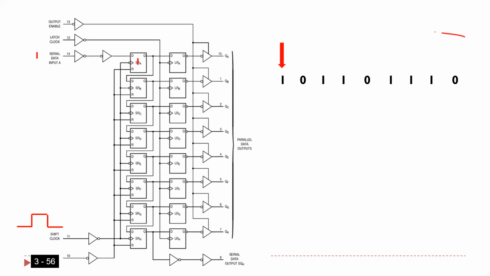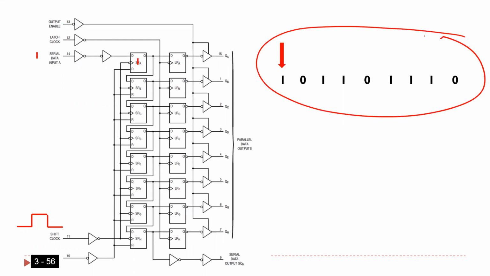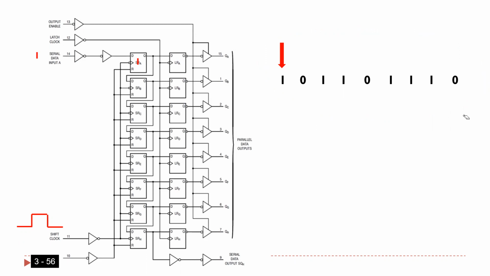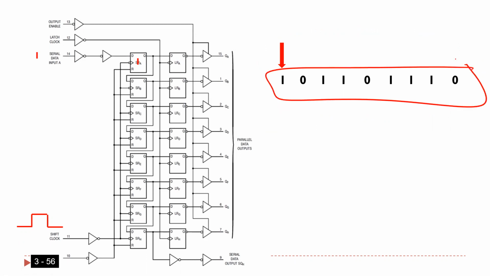For example, if I want to write these 8 bits, I have to start from here. Why? Because whatever you put here is going to be shifted. So I'm going to put 1. Let's see how I can do it. Okay, guys, here I want to write these 8 bits to the shift register.